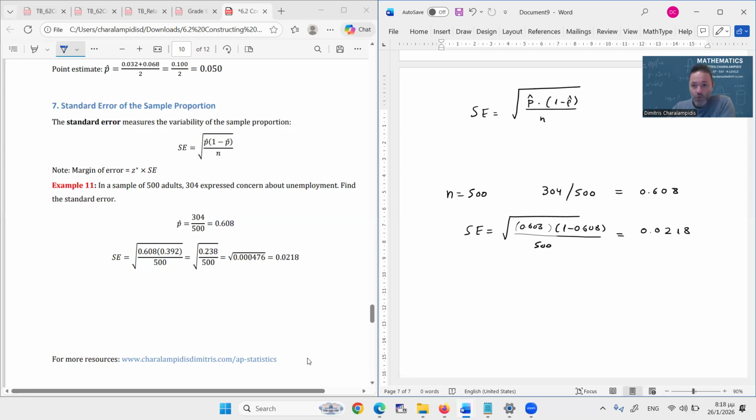Before we go, don't confuse standard error with the margin of error. The standard error shows the variability of the sample proportion. The margin of error shows the biggest distance between the sample proportion and the true population proportion, and the margin of error is equal to the standard error times the corresponding z critical score, which is related to the specific confidence level we are working on each time.